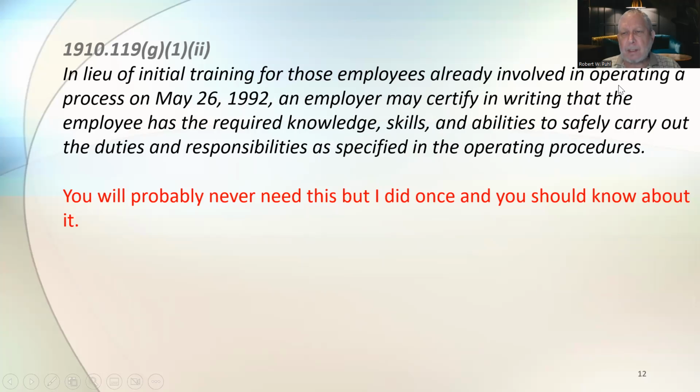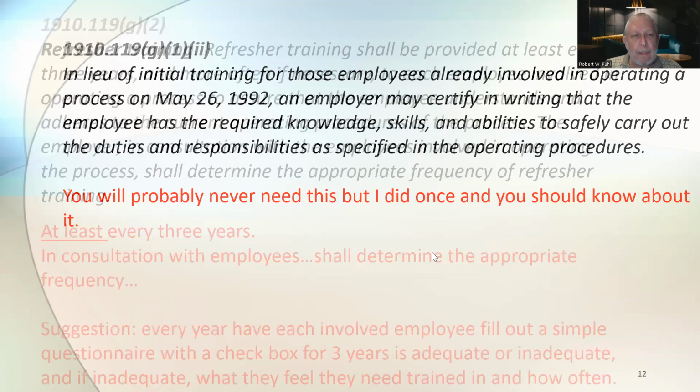In lieu of initial training for those employees already involved in operating a process as of May 26th, an employer may certify in writing that the employee has the required knowledge, skill, and ability to safely carry out the duties and responsibilities as specified in the operating procedures. So you probably never need this, but I did once, and you should know about it. Somebody's already been there since then, at 92. You just have to certify in writing that they have all this. Again, you've got to certify in writing. Somebody's got to put their name on it.